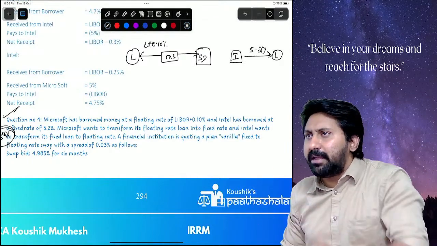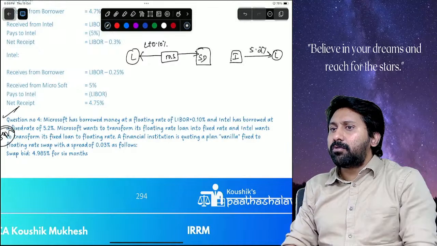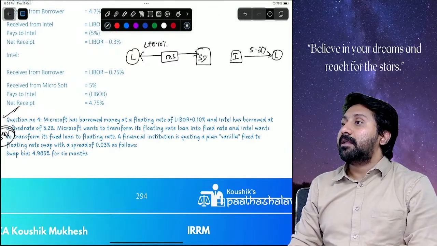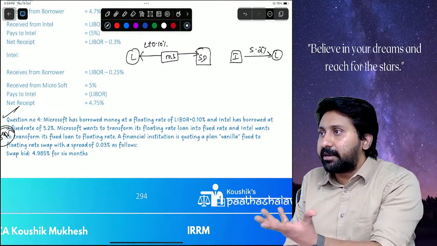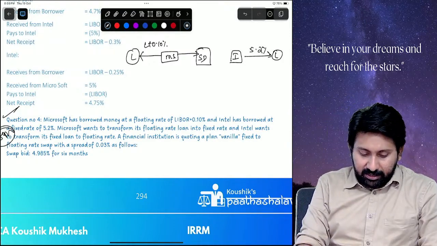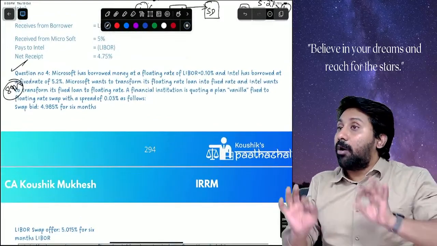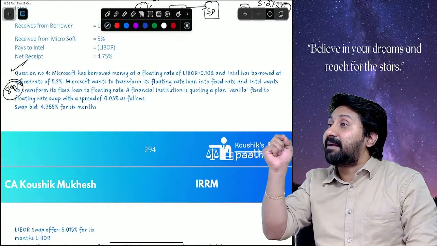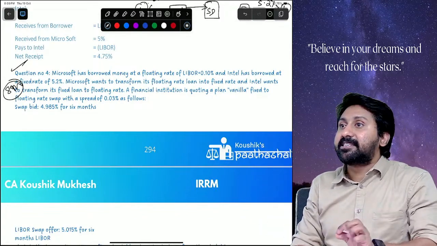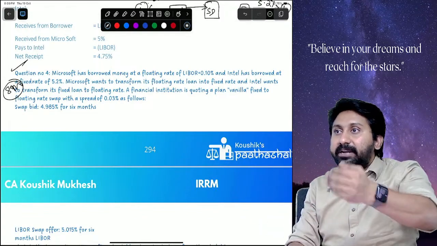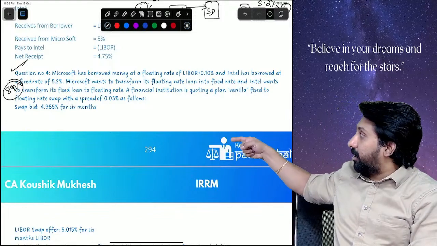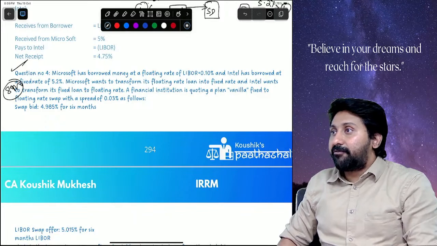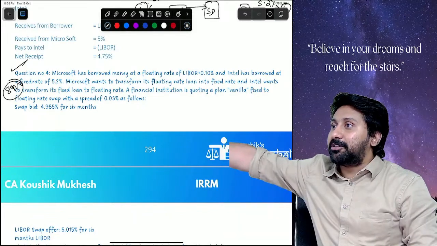Bid. Sir, tell me, you have to do the transaction with Intel, with the swap dealer. Swap dealer has to get some gain or not? How to get the gain? He will get the gain by selling at a higher rate and buying at a lower rate. Bid is called the lower rate. Tell me, at what rate he will buy? 4.985. At what rate he will sell? 5.015. Our difference is 0.03.